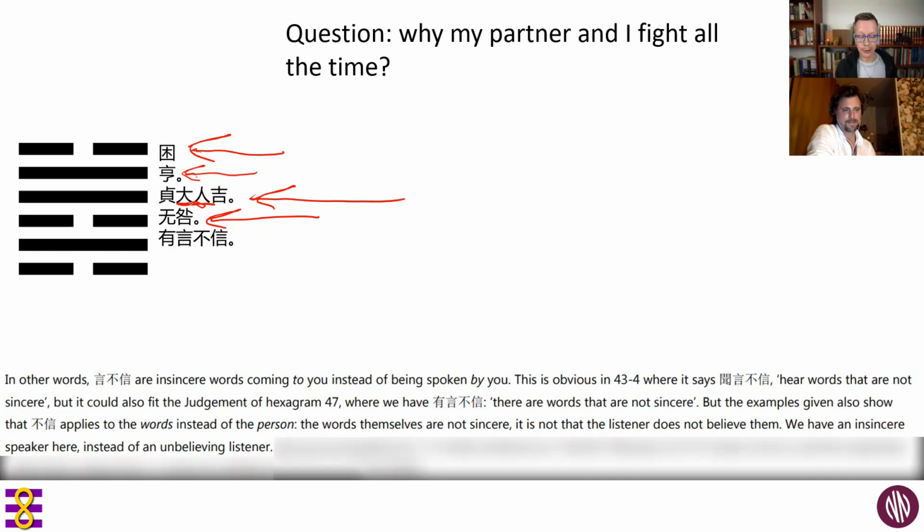But the last line, that's also part of the answer, as everything is part of the answer, of course. I know that most translations say that there are words that are not believed. But I made a study of the character Yen, the second character. What I learned from my research is that this whole sentence means that the words spoken are not sincere. It's not that the listener doesn't believe them. It's that the speaker is not sincere in what it's saying and why it is saying it.